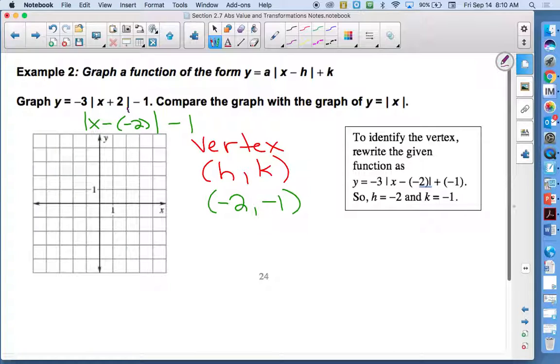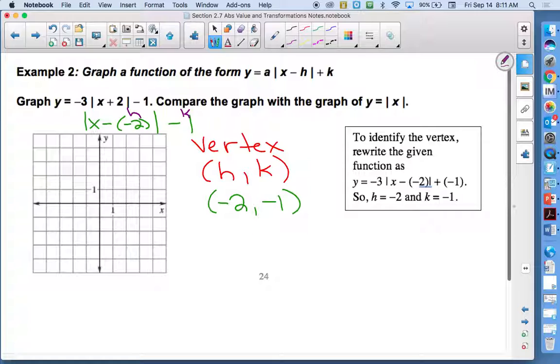Nice job. So your h value is really a negative 2 because it's supposed to be x minus h. Well, if there's a plus there, that really means it's x minus a negative 2. So that's the h of the vertex. Think opposite of what you see when you have that h value. The k is the number sitting outside.